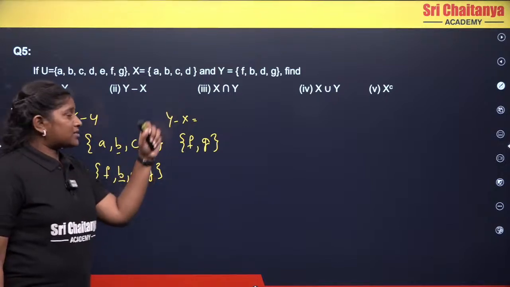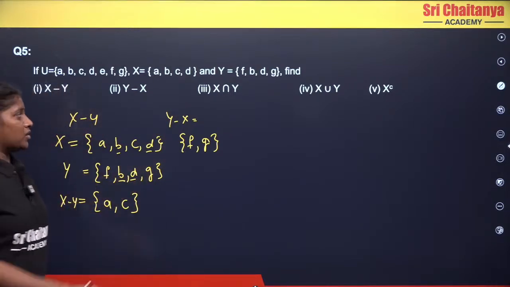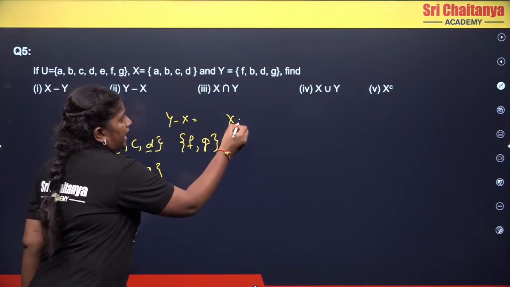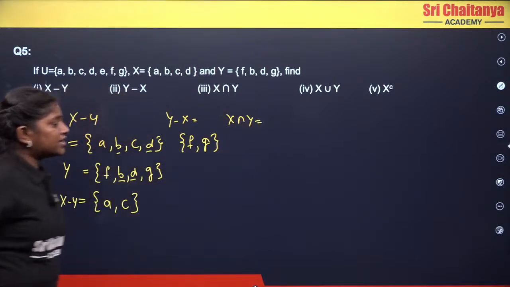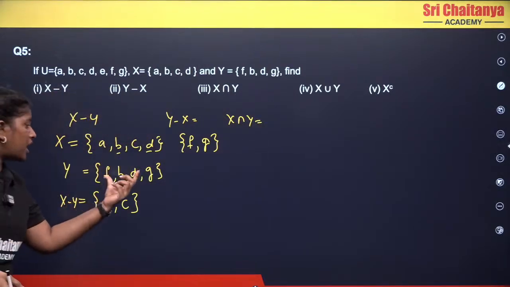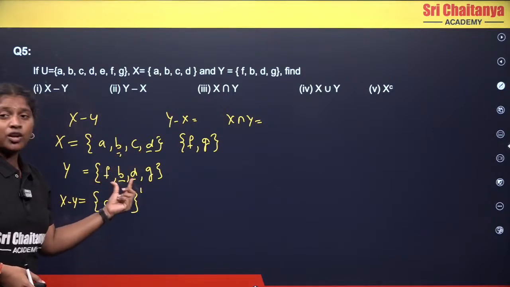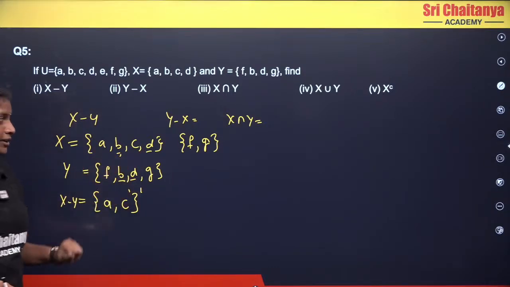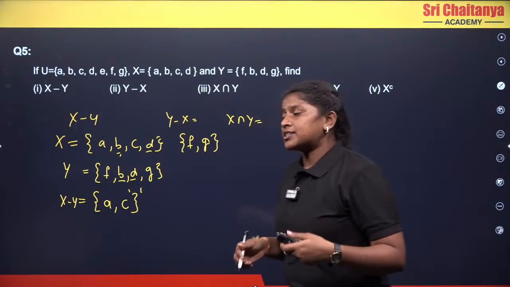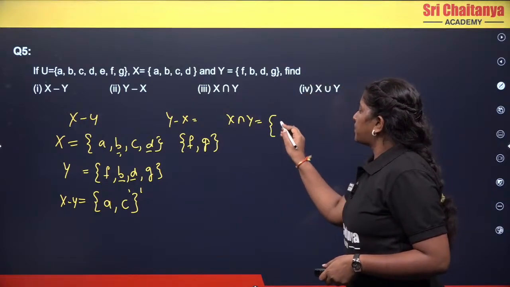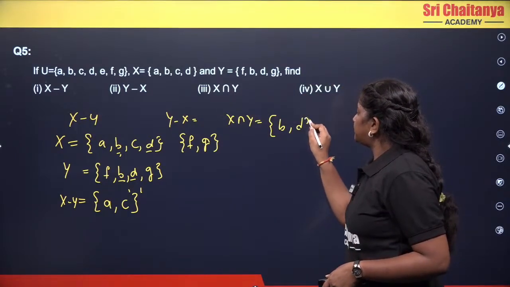Okay. Now let's try for the X intersection Y. Intersection means what we are going to do? We are just going to write the common elements. So what are the common elements here? Common elements are both B and D. So now X intersection Y will become the set of B and D.